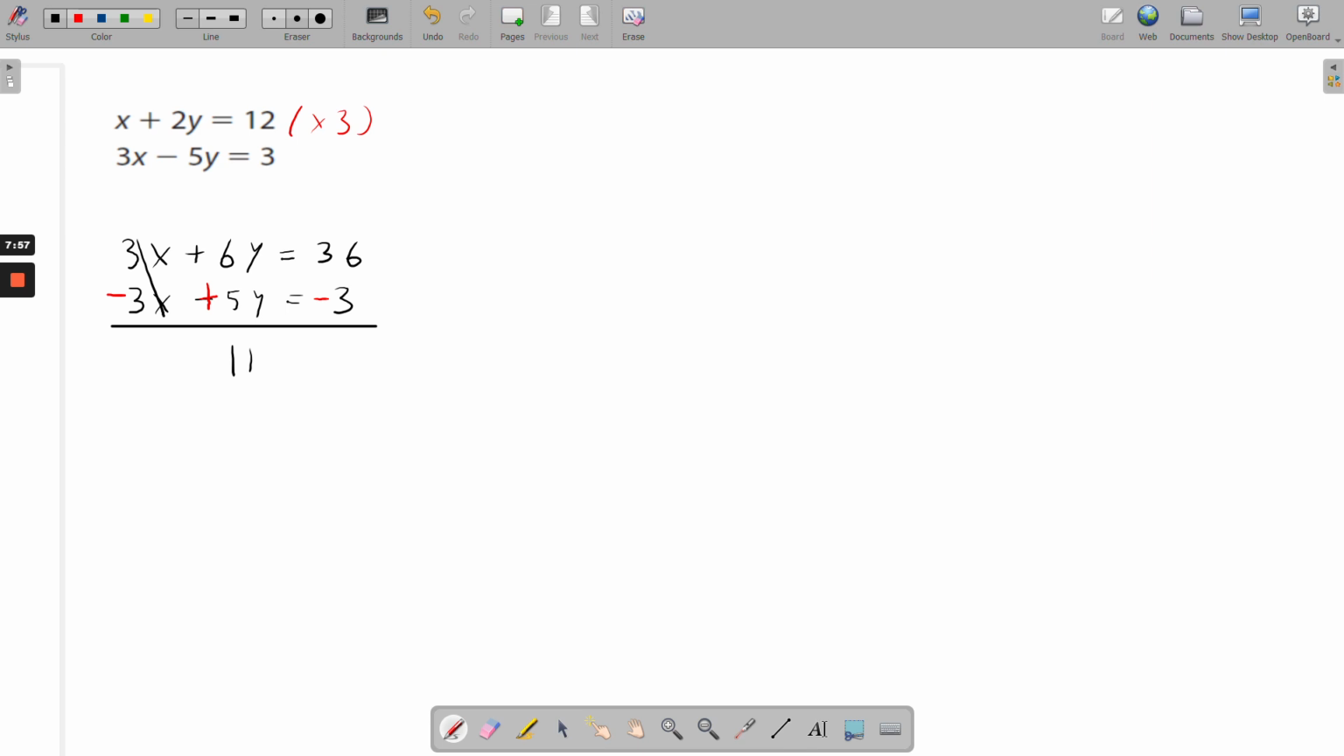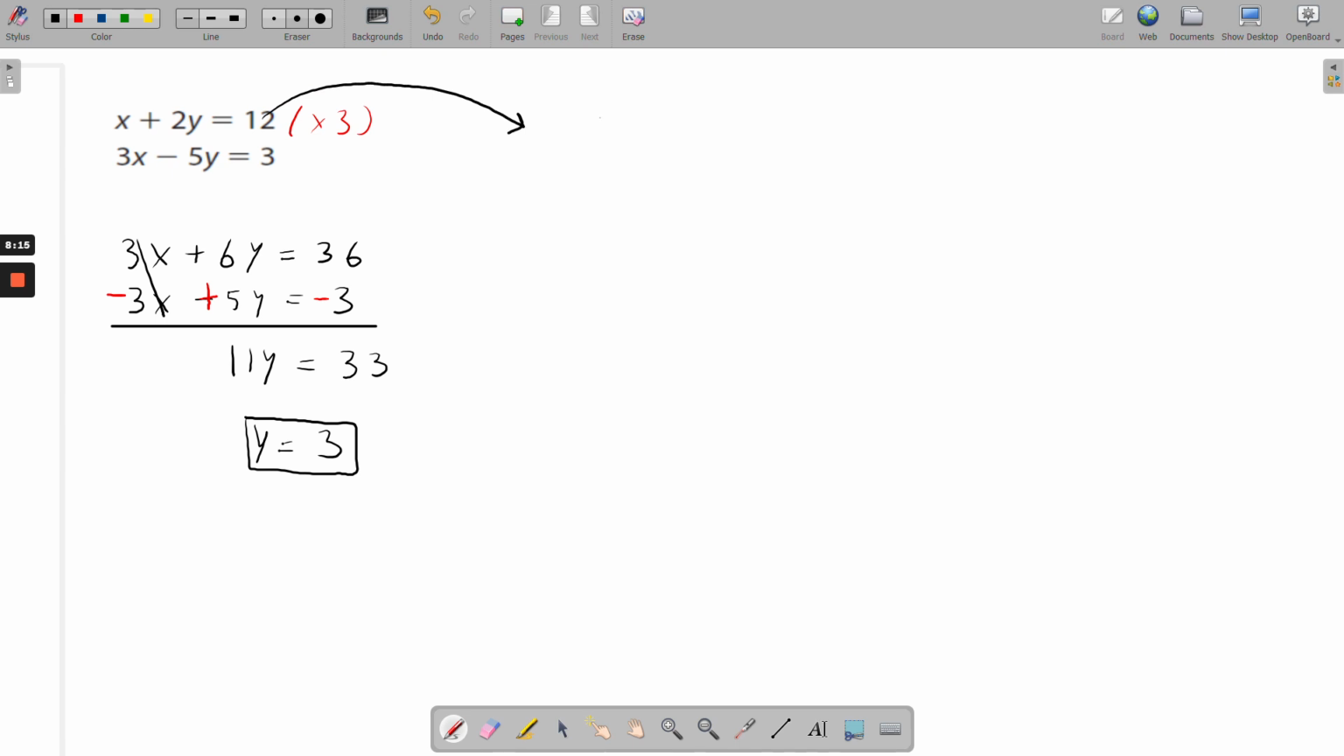6 plus 5 gives us 11y, and then 36 minus 3 gives us 33. Divide both sides by 11, we get y is equal to 3. Then we pick one of the equations. We can pick the top or the bottom one, it doesn't matter.